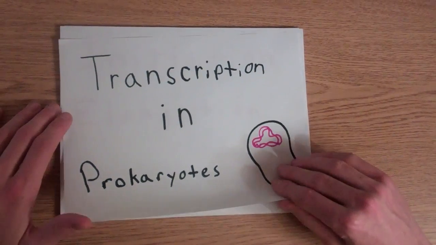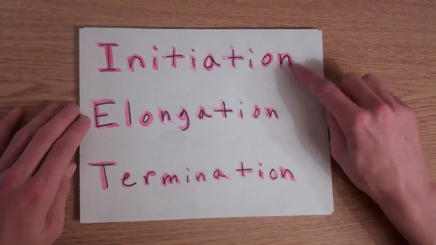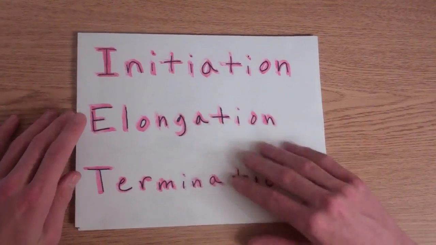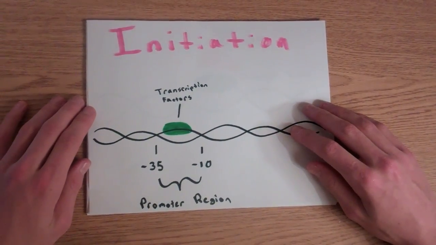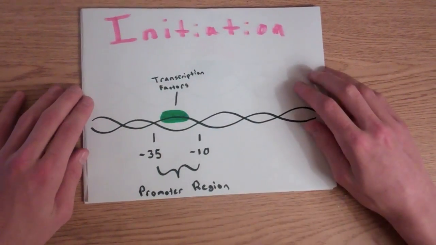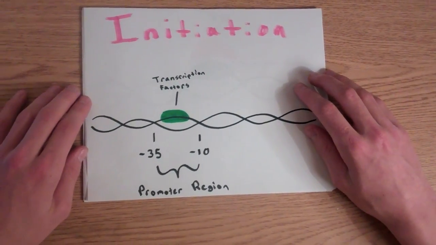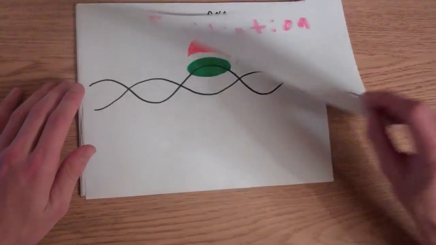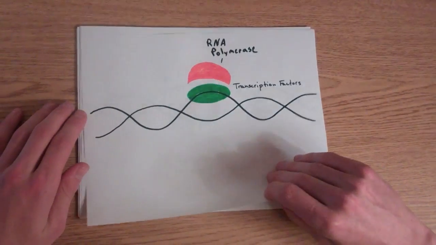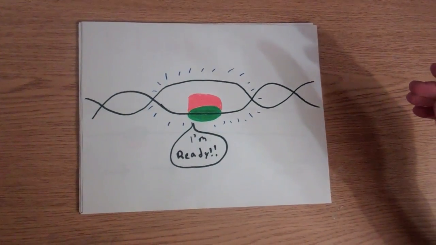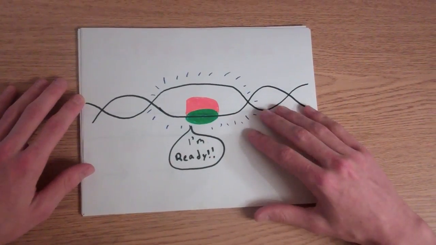Transcription in Prokaryotes. Prokaryotic transcription occurs in 3 different phases: initiation, elongation, and termination. In initiation, transcription factors bind to the promoter sequence on the DNA. The promoter sequence is between 35 and 10 base pairs up from the initiation site. When the transcription factor binds to the DNA, it allows RNA polymerase to bind to the promoter site. Once RNA polymerase attaches, the DNA unwinds and is now ready for elongation.